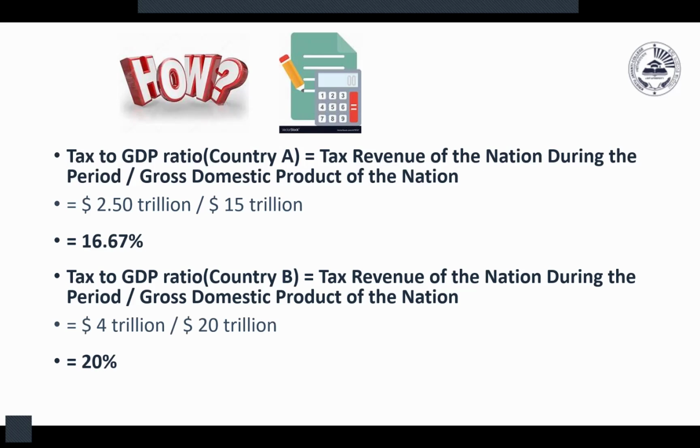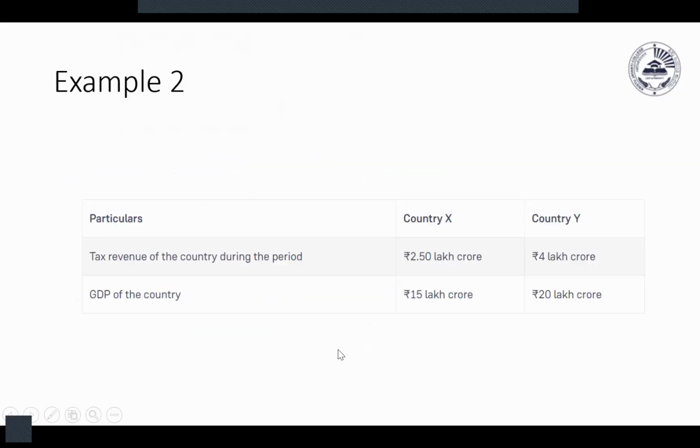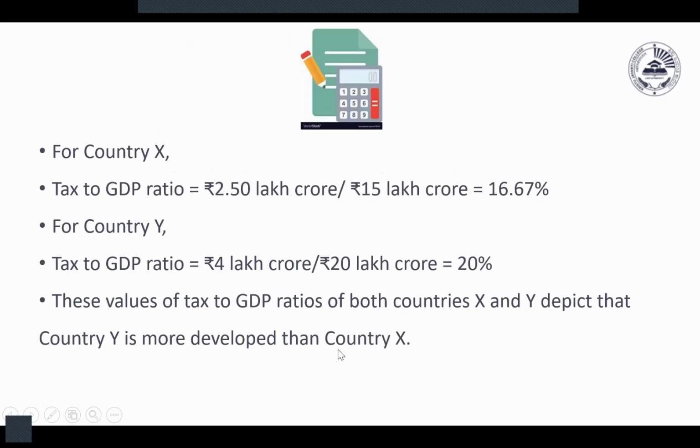So on comparing, country B has a better tax to GDP ratio when compared to the tax to GDP ratio of country A. This helps us to understand how well the country is able to generate its revenues relative to the gross domestic product.